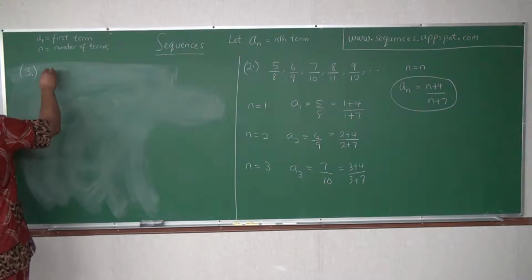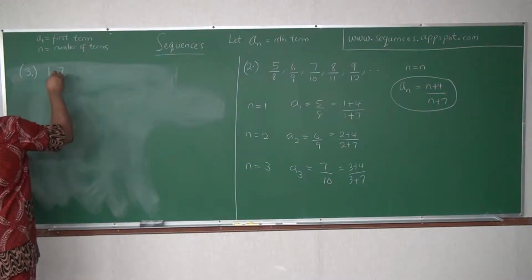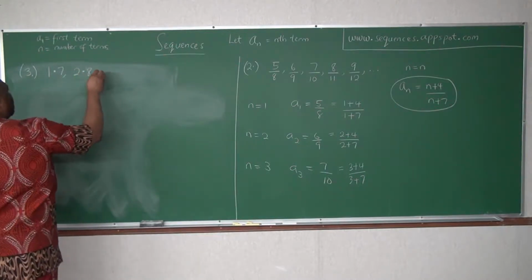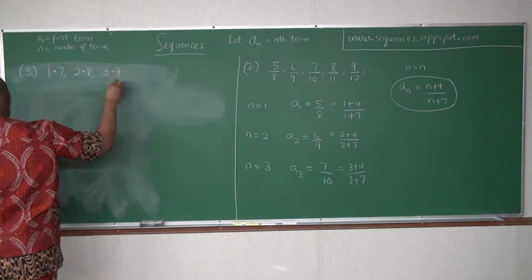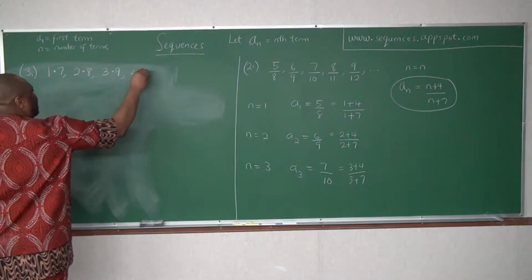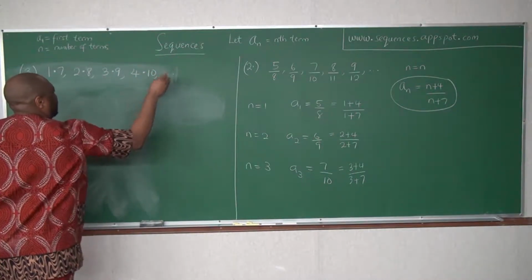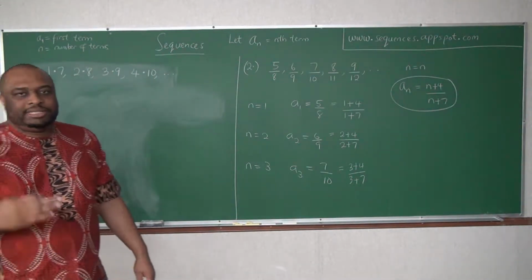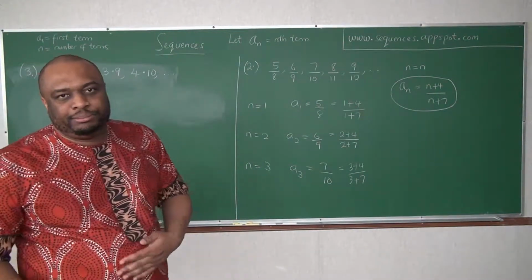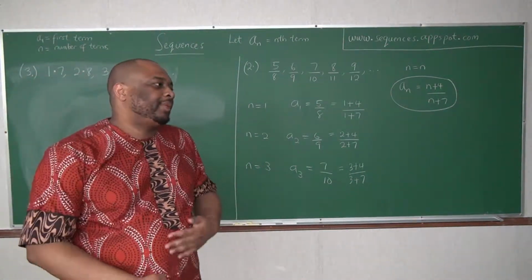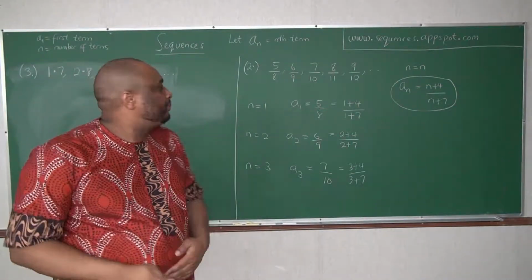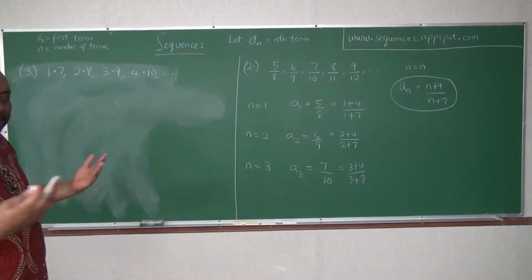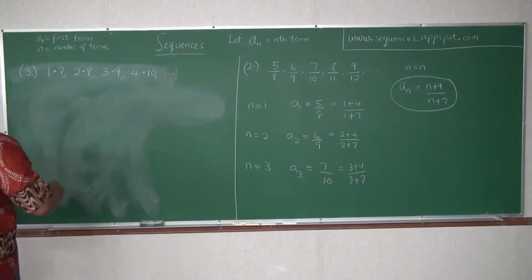We have here 1 times 7, 2 times 8, 3 times 9, 4 times 10. And you have the ellipsis. This means it is continuous, ad infinitum, it keeps going. So you look at this here. Let's try to figure it out.